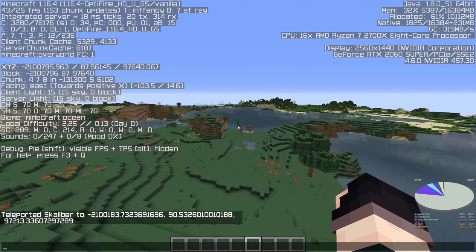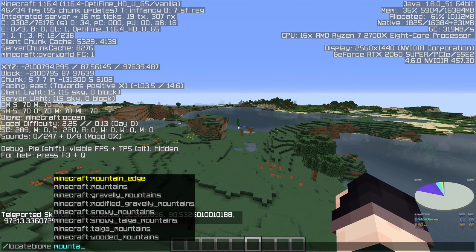I want to find a mountain biome. Let's see if we can find a mountain. I'm sure we've already seen one. It probably just looks really weird. Oh no, 1,200 blocks away. Okay, maybe we'll have some fun with this.